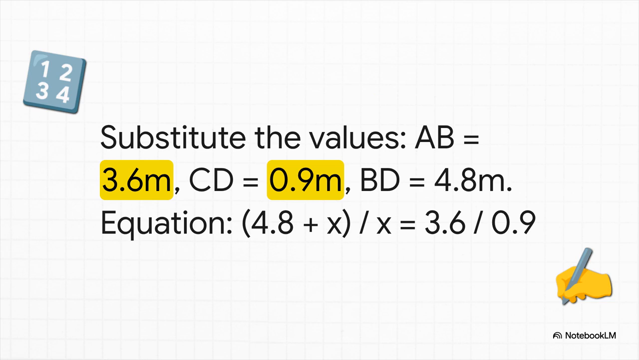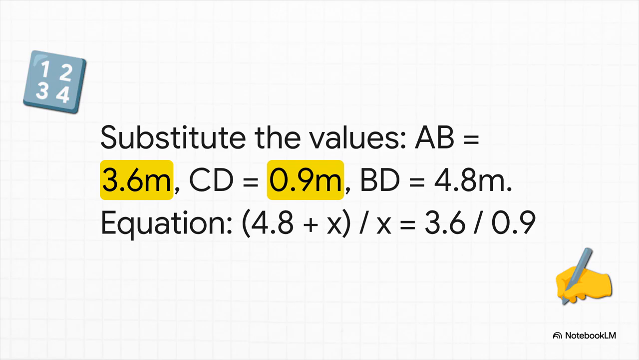And now for the final step. Let's just plug in the numbers. The lamp post AB is 3.6 meters. The girl's CD is 90 centimeters, which is 0.9 meters. Always be careful with the units. She walked for 4 seconds at 1.2 meters per second, so that distance, BD, is 4.8 meters. We're looking for the shadow, DE, so let's just call it X.